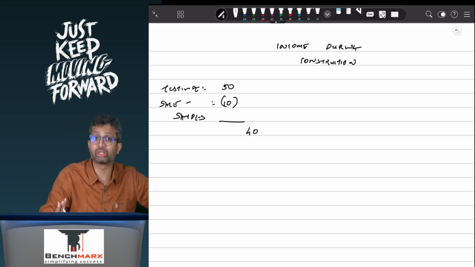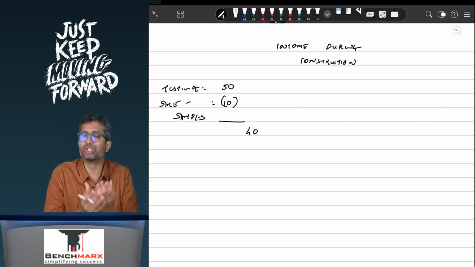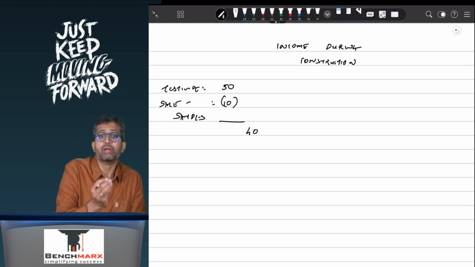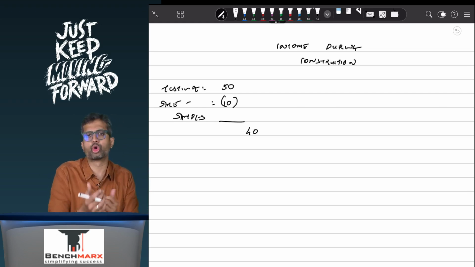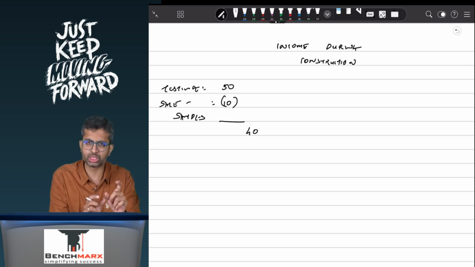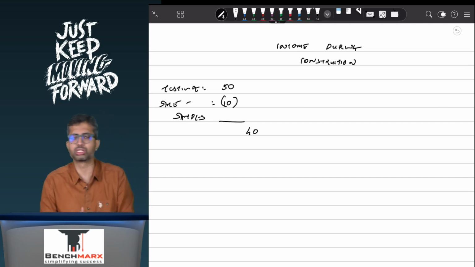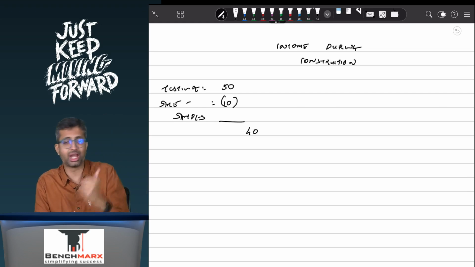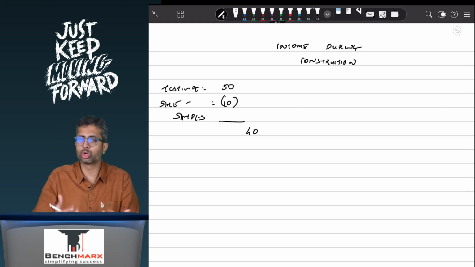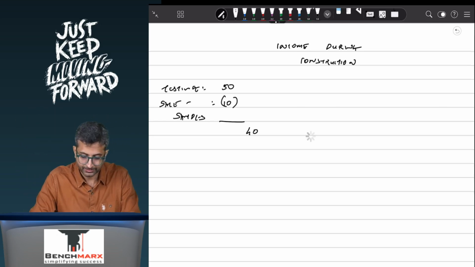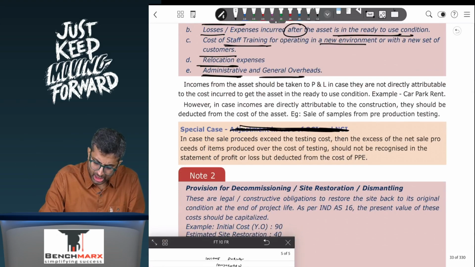Incomes during construction. If there is any income earned during construction, then we will see if it is directly attributable to a cost of construction. If yes, I will reduce it and only the net construction cost will be taken. On the other hand, if it is not directly attributable to a cost of construction, it will be directly taken to the P&L account.